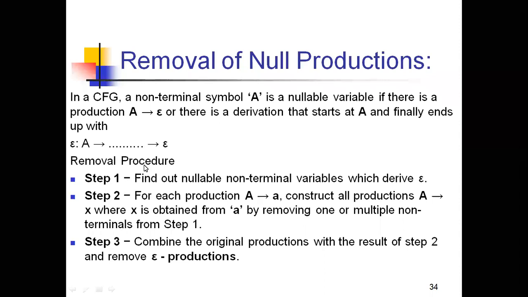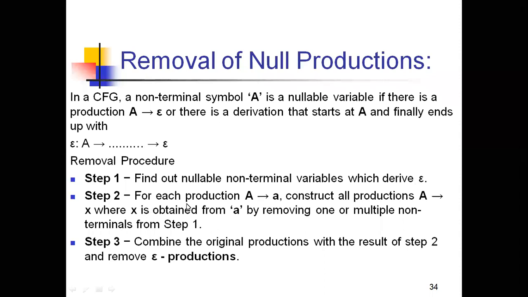In those steps, the first step is: first we need to find out the nullable non-terminal variables, where those variables derive epsilon. Otherwise, if a variable does not derive epsilon, there is no need to touch those variables. Only the variables with epsilon need to be touched, right?